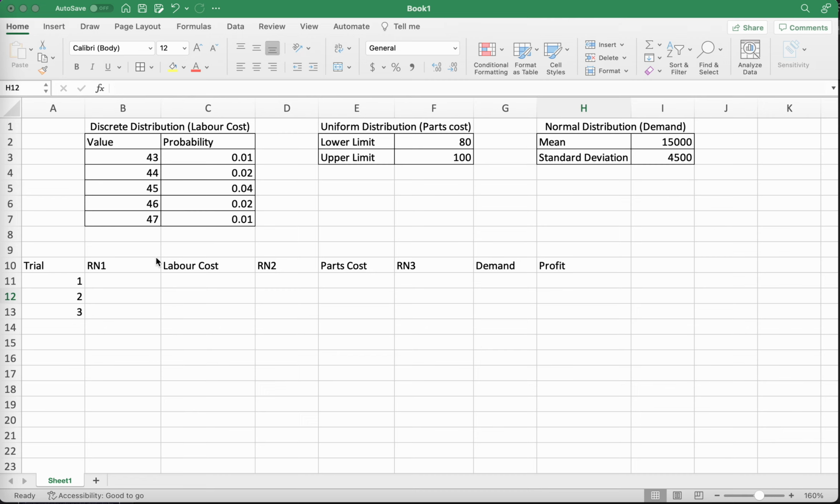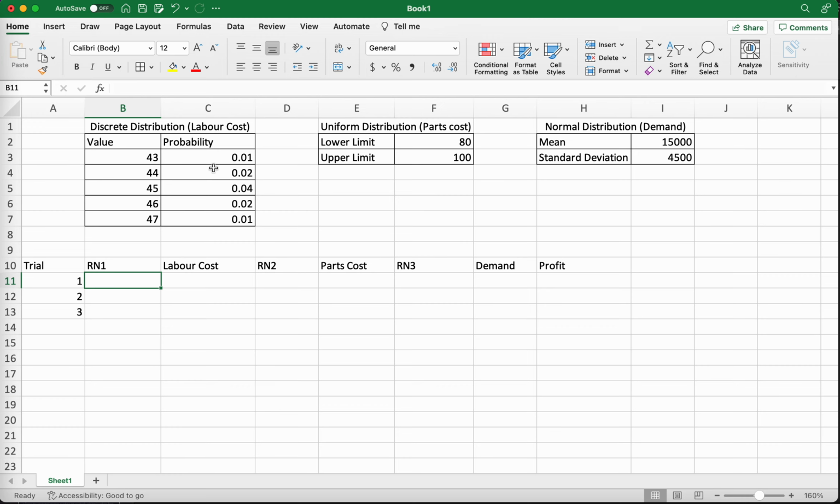So for each of these trials, we'll generate three separate random numbers. I'm going to call them random number 1, random number 2, and random number 3. Using each of these random numbers, we're going to simulate one value for labor cost, one value for parts cost, and one value for demand, and then calculate profit using these three numbers. Okay, so let's begin with labor cost.